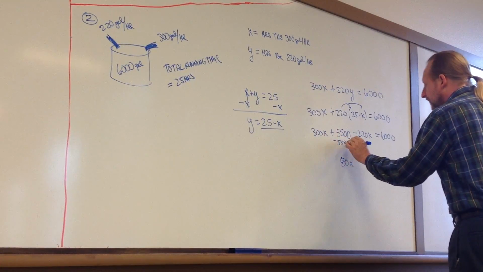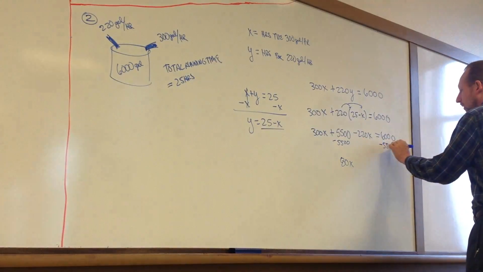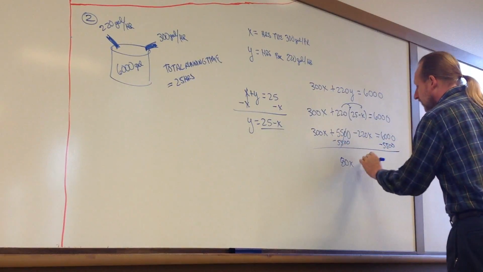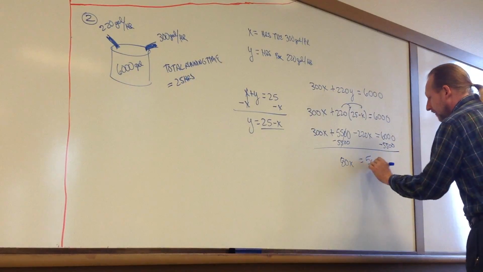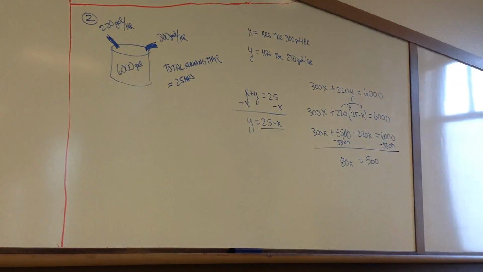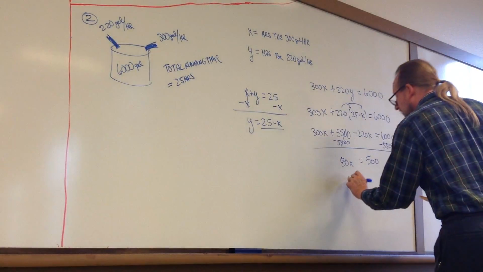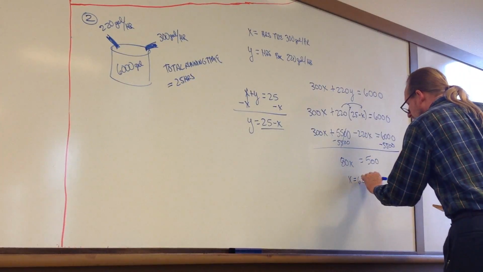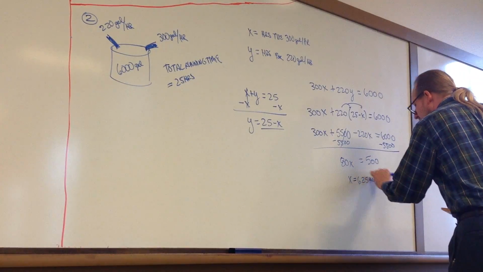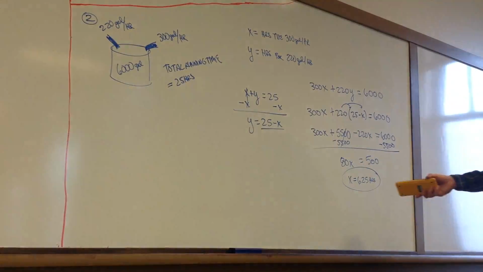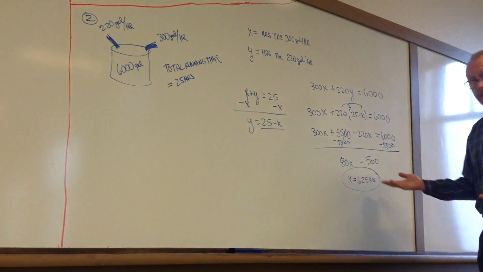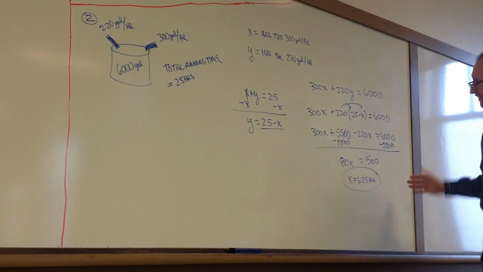And then let's move the 5,500 over to the other side. This will give us 500. Then we want to do 500 divided by 80, and that should be 6.25 hours. You can just leave it like that. If you wanted to do it in minutes, this is 6 1/4 hours, which is 6 hours and 15 minutes. You can just leave it as 6.25.